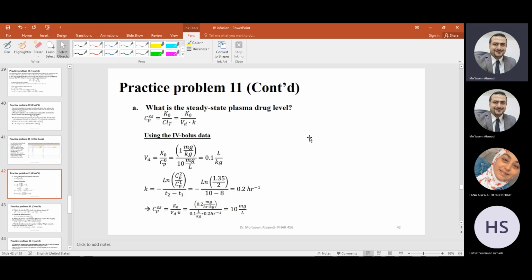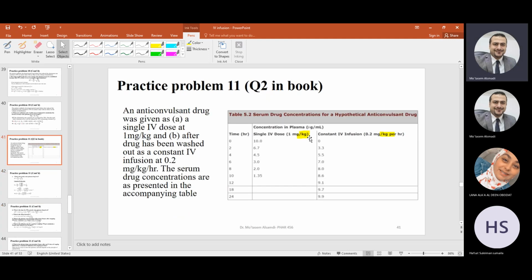Of course, the steady state comes from IV bolus and IV infusion. IV infusion. What's the steady state for the IV infusion? This is the only information that you have. You know the doses, you know the concentrations, that's it. You don't know the K, you don't know the VD. But you know the input rate, which is in this case 0.2 milligram per kilogram per hour. But you don't know the K and the VD.